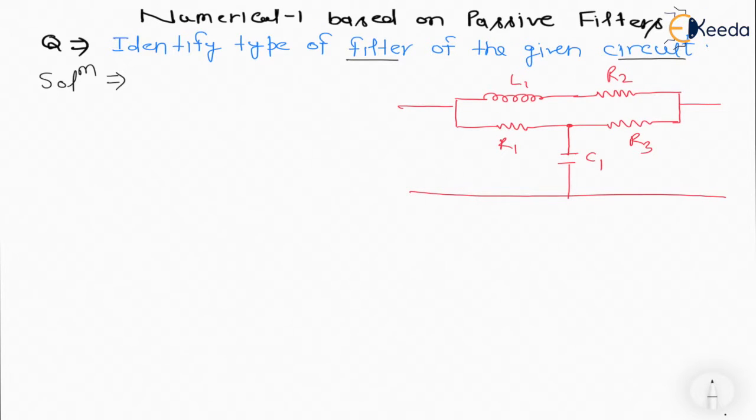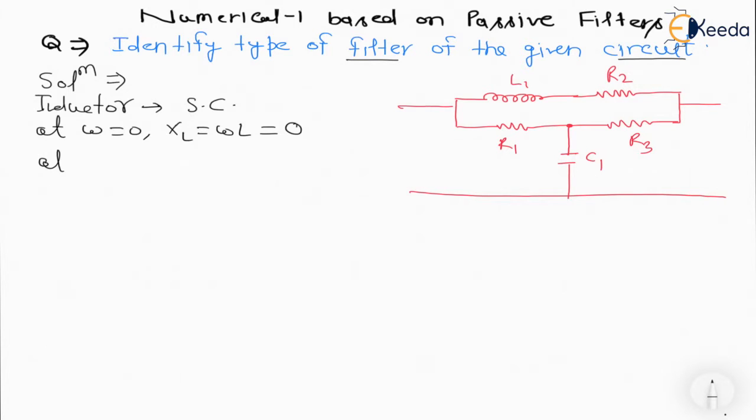So first, we will understand the property of inductor and capacitor at omega equal to 0 and at omega equal to infinity. For inductor, first we will check, and we have discussed earlier also. At omega equal to 0, XL will be equal to omega L, so XL will be equal to 0. So inductor will be represented as short circuit at omega equal to 0.